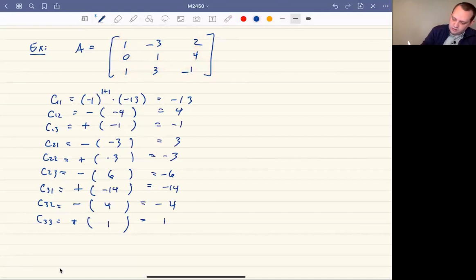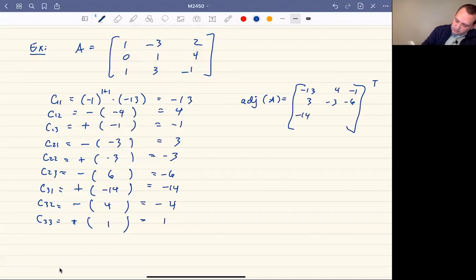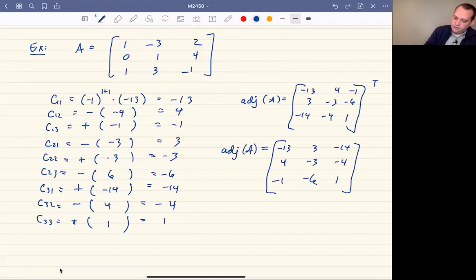The classical adjoint is going to be the transpose of the matrix that's negative 13, 4, negative 1, 3, negative 3, negative 6, negative 14, negative 4, and 1. So the adjoint is the transpose of that. We get negative 13, 3, negative 14, 4, negative 3, negative 4, and then negative 1, negative 6, 1. Okay, so that's the adjoint, the classical adjoint.